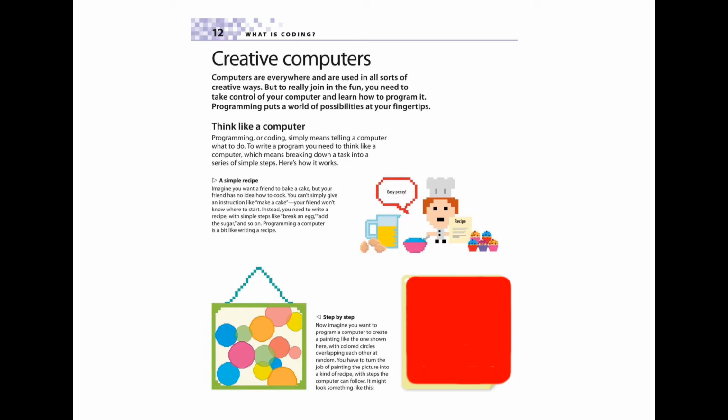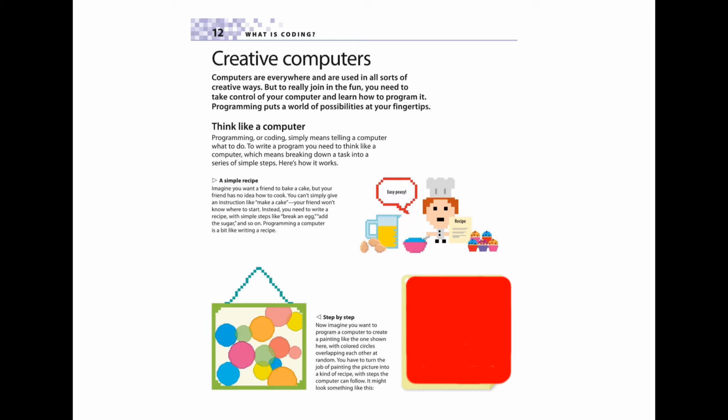And honestly, all programming is being able to communicate with a computer, giving it a list of directions, a simple recipe. So as we take a look at this, we have think like a computer here. Programming or coding simply means telling a computer what to do. To write a program, you need to think like a computer, which means breaking down a task into a series of simple steps. Here's how it works.